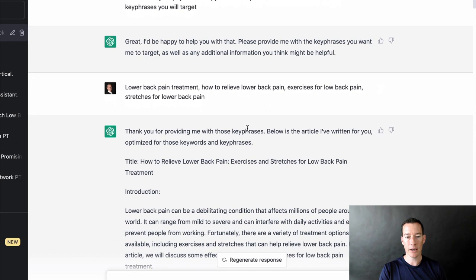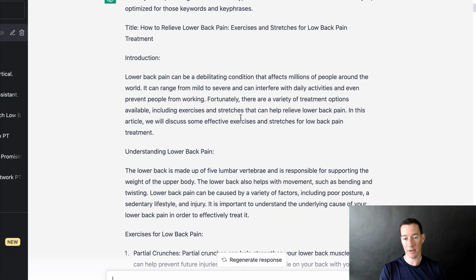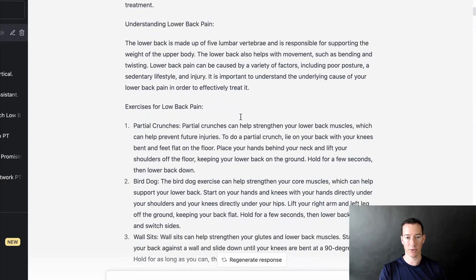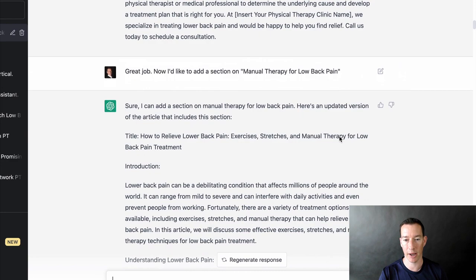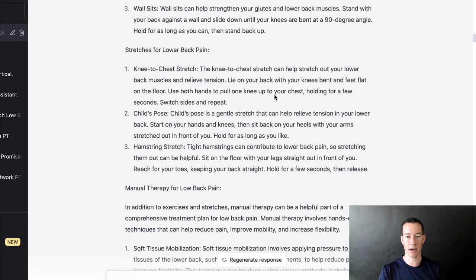And so then this is the first thing it spit out. And I was immediately quite impressed, right? I'm not going to go through all of it. So we have an intro, understanding low back pain, exercise for low back pain, stretches for low back pain, and a conclusion. I said, great job. Now I'd like to add a section on manual therapy for low back pain, since we do a lot of that in my clinic. So he said, sure, I can add a section for that. So we got the intro, understanding, exercises, stretches, and then manual therapy for low back pain.